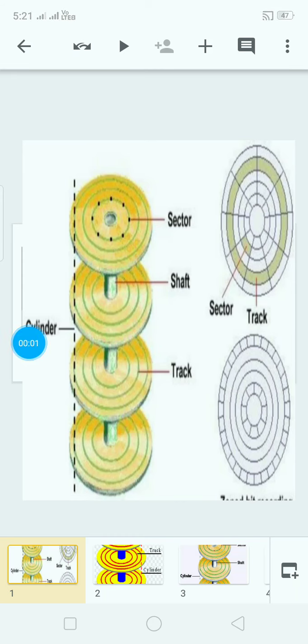Hello students, today we are going to learn about hard disk cylinder. So what do you mean by a disk? Disk is used for storing large amounts of data.